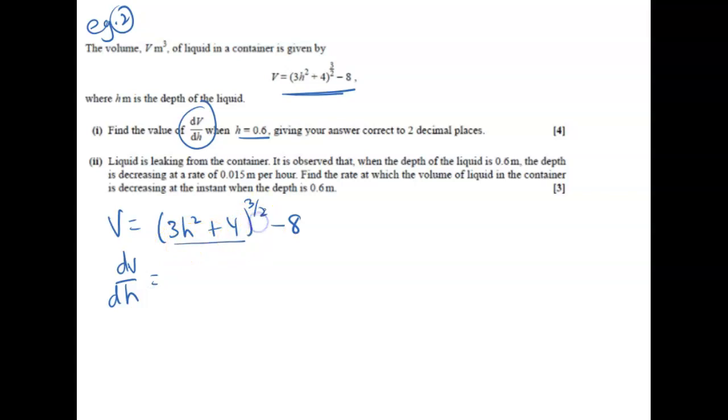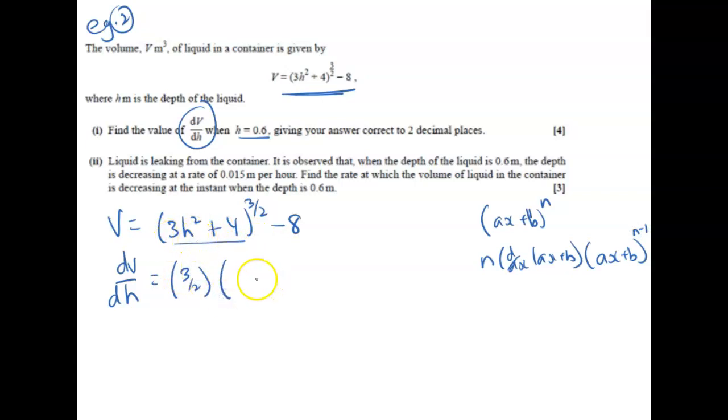Now this is really a value raised to a power, so that's similar to this rule here, where I have something raised to the power of n, and the differential is n times the differential of whatever is on the inside, multiplied by the same expression raised to the power of n minus 1. Following that format, I get 3/2 times the differential of the inside, which is 6h, because that's the differential of 3h². Then I write back the 3h² + 4, and lower the power: 3/2 minus 1 ends up being a half. And of course, the differential of minus 8 is 0.